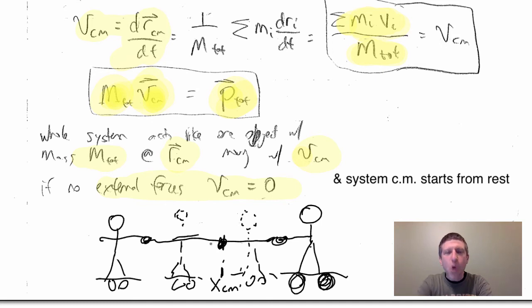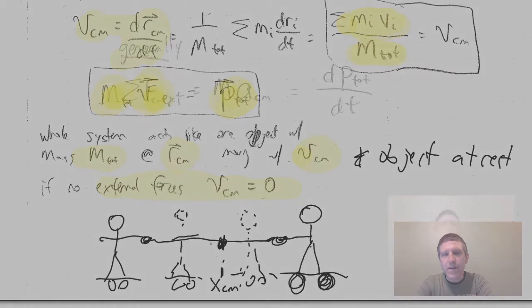Why? If there's no external forces, then the velocity of the center of mass will not change. It's as if the entire object is at the center of mass. If there's no forces on the entire system of objects, then the center of mass will stay in the same position. And you can see that when two people actually do pull on these ropes and come closer to each other, the center of mass is motionless the entire time.